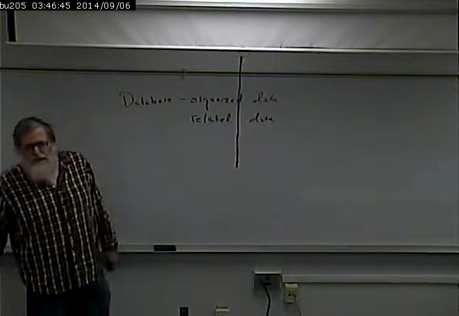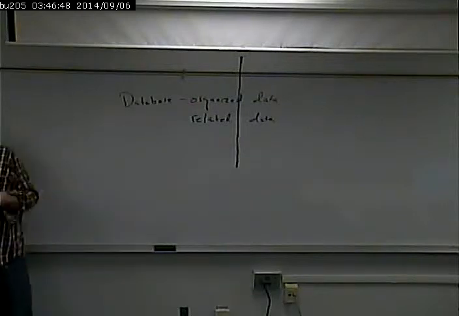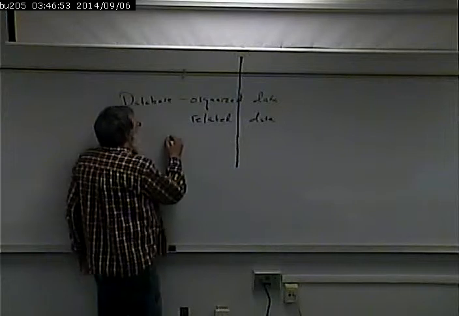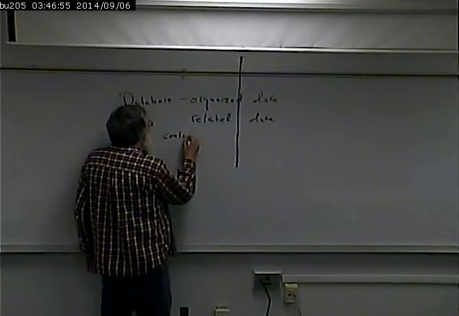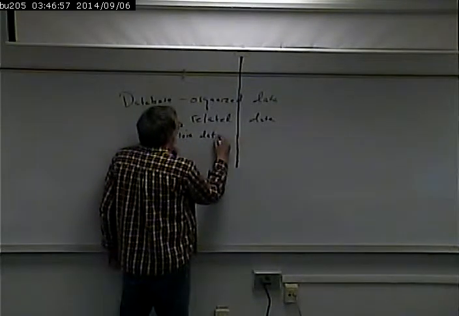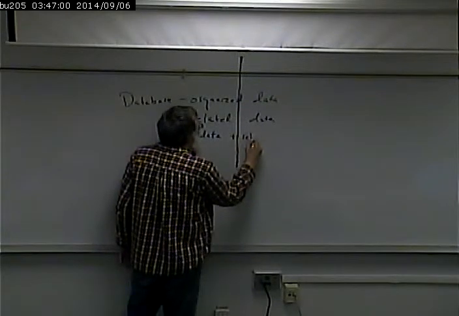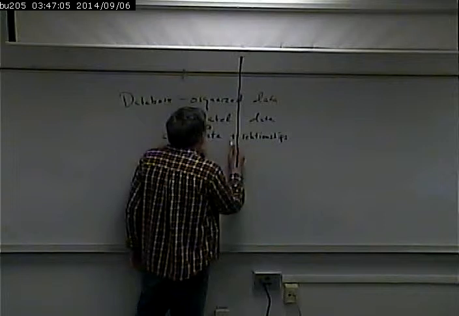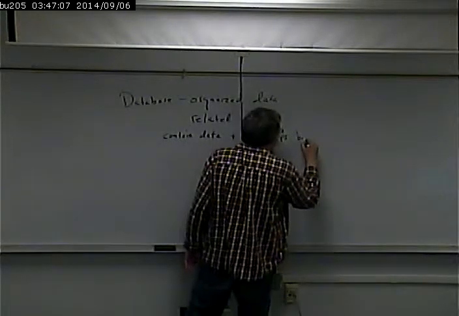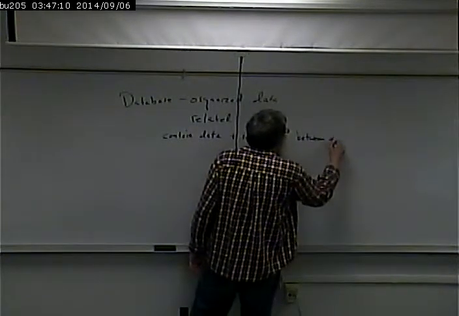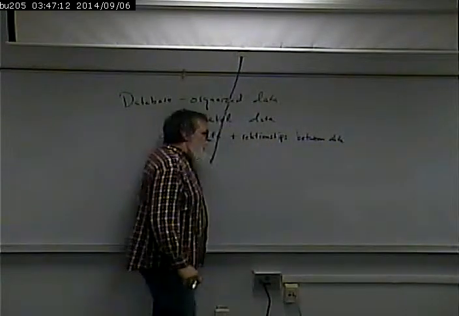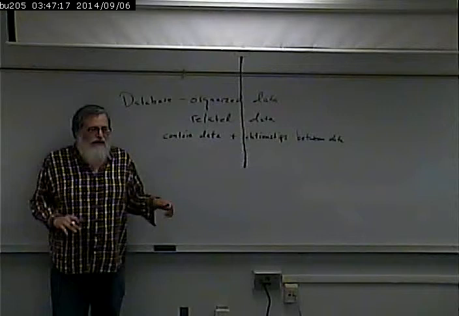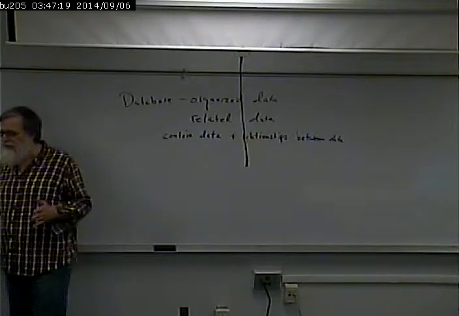In other words, we're not just storing the data, we are storing data and the relationships between data. So databases contain the data and the relationships between the data. And that is built right into the fabric of a relational database. That isn't something that you have to figure out.